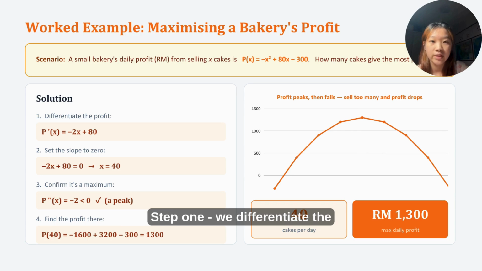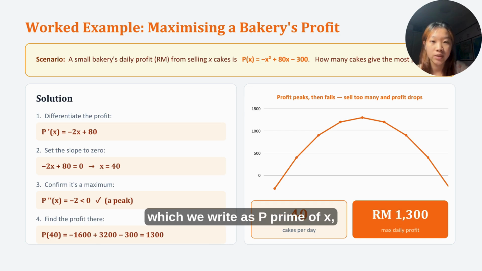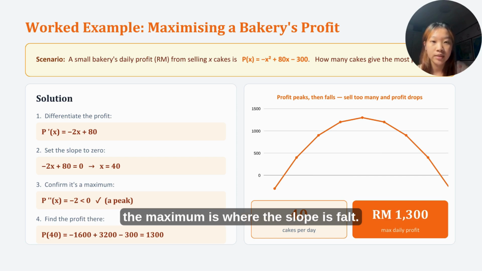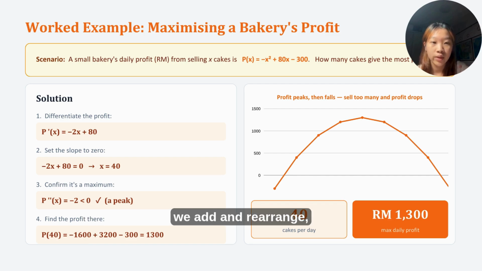Step 1. We differentiate the profit function to find its rate of change. The derivative, which we write as P prime of x, works out to be negative 2x plus 18. Step 2. We set that derivative equal to 0 because remember, the maximum is where the slope is flat, so we write negative 2x plus 18 equals 0. Solving that little equation, we add and rearrange, and we find that x equals 14.